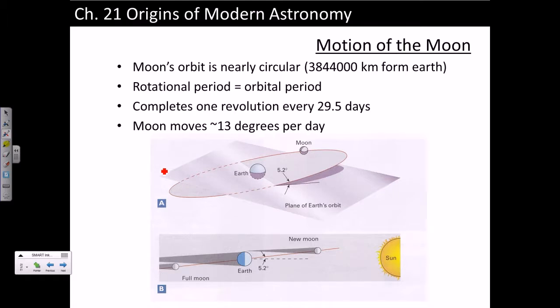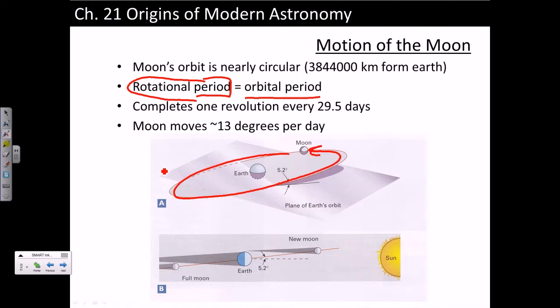Remember, our rotation is rotation on the axis, so what's the day on the Moon, for instance? How long does it take the Moon to rotate around? And then the orbital period is the time it takes to get around the Earth. Okay, and because they're equal, that means that the Moon goes through one rotation every 29.5 days. So in 29.5 Earth days, the Moon goes through one of its own days.